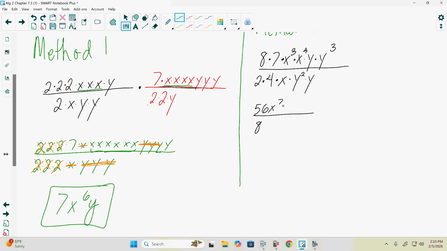Y times y to the third. Well, it's just y to the first times y to the third. 3 plus 1 is 4. So y to the third times y would be y to the fourth.